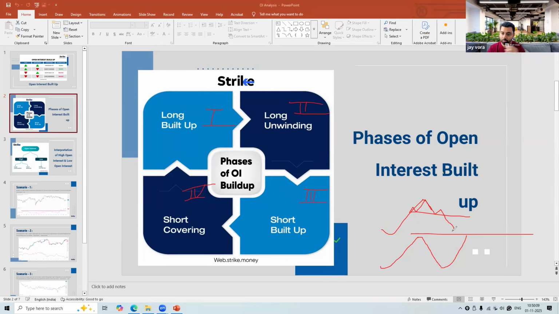And when such a thing happens, you will end up getting the fourth stage, which is short covering. And as the short covering happens, you will see the open interest going down. And again, once some technical level is breached, say for example over here the trend line is broken, people will start thinking that the bearish position is over, and again people will start building long positions, and that's where this cycle will complete.